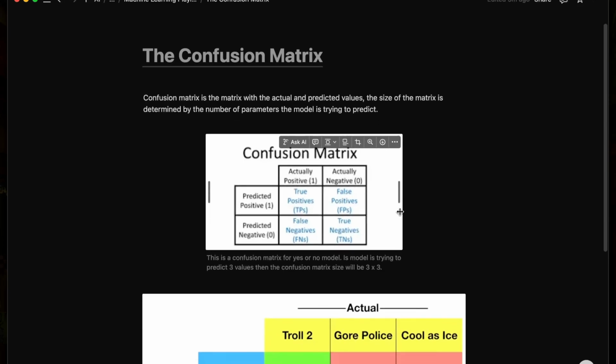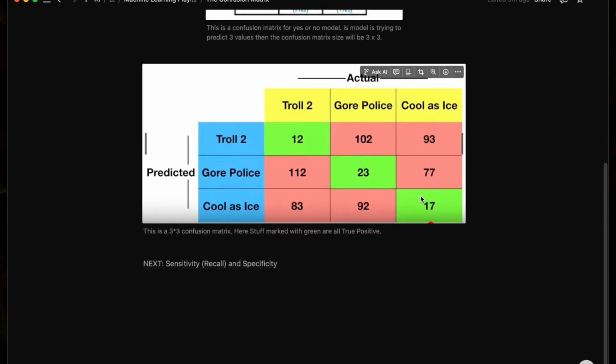Here, true positive means the model predicted true and it is actually true. If it's false positive, it means our model predicted positive, but the actual value is negative. If it's a false negative, it means our model predicted negative, but it's actually positive. And true negative means our model predicted negative, and the actual value is also negative. So this is how a 3 by 3 confusion matrix will look.